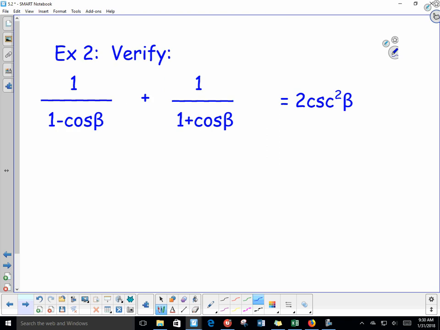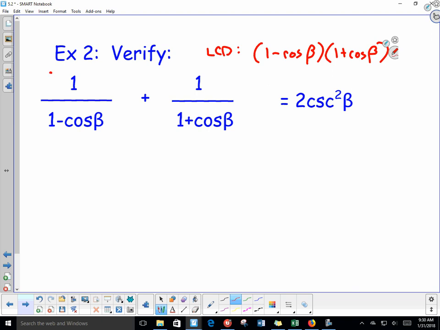We are verifying that 1 over 1 minus cosine beta plus 1 over 1 plus cosine beta is equal to 2 cosecant squared beta. So in this case, we probably are going to work with the left side because that looks like the more complicated side. We have to add these two fractions, but they do not have a common denominator. The least common denominator here is going to be 1 minus cosine beta times 1 plus cosine beta.